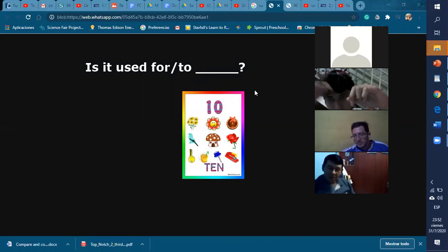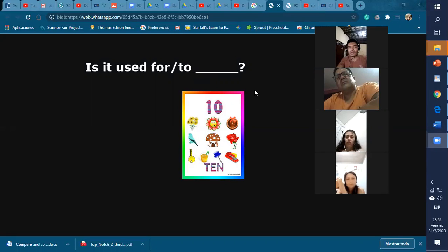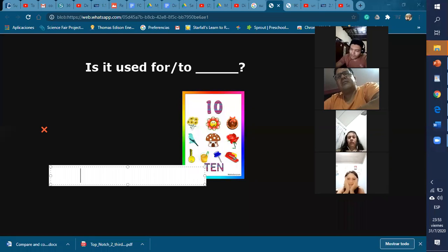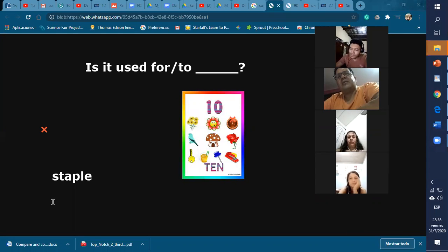Is it used for drinking? No, it's not. Is it used for organizing your paper? Yes, it could be. So ask more questions. How do you say engrapar? Do you have any idea? No. Okay, you say it like this: staple. That's the verb staple. And stapler is engrapadora.